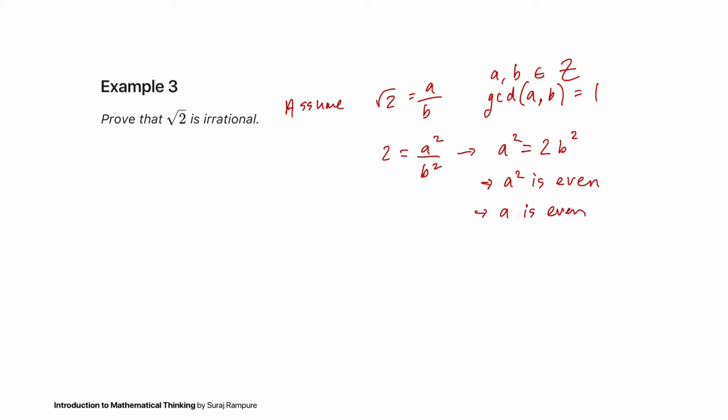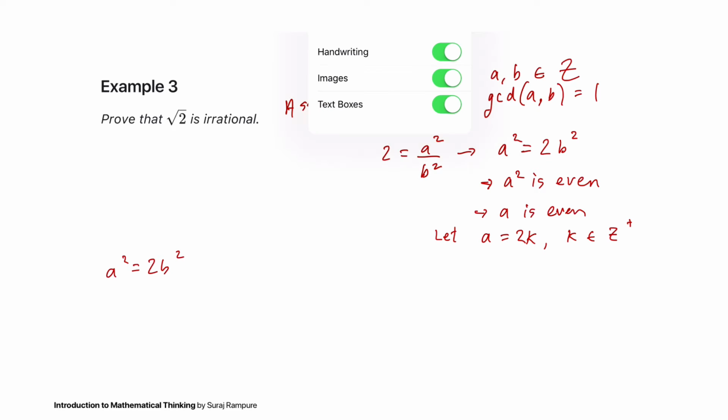Okay? How can we represent any even number? And this is an idea that you'll see many, many times from here on out. If some number is even, how can I write it? 2 times k for k being some integer, right? It doesn't necessarily have to be k. So let's say let a be equal to 2k for k is some positive integer, okay? So now I can plug in 2k into my expression for a. So I have a squared is equal to 2b squared. Let me write this a little higher.